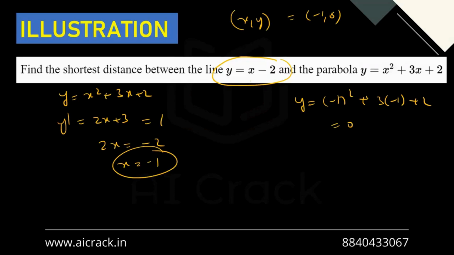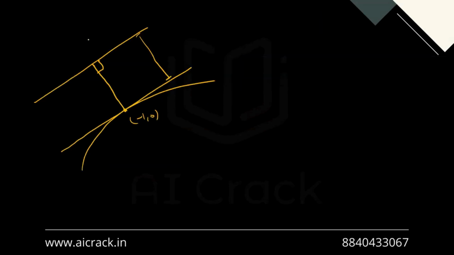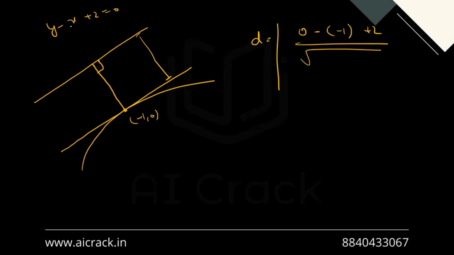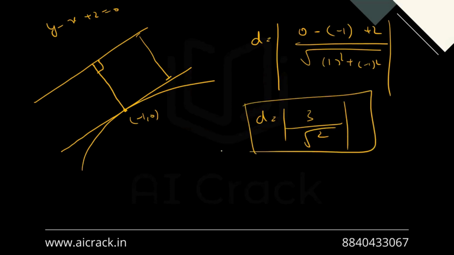So that line is y equals x minus 2. We can write that as y minus x plus 2 equals 0. So d would be the modulus of 0 minus (minus 1) plus 2, divided by the square root of 1 squared plus (minus 1) squared. So d equals the modulus of 3 upon root 2. So 3 by root 2 is the answer, right?